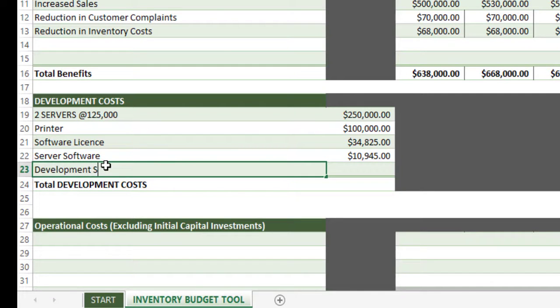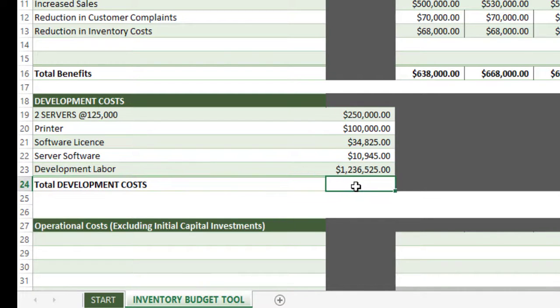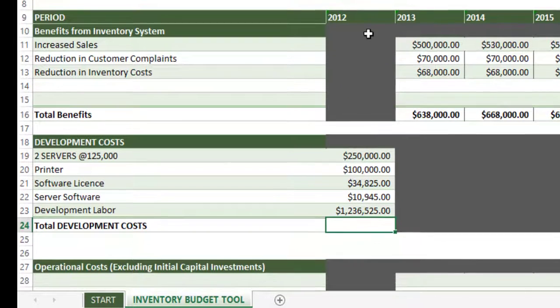Then we have the development labor. So these are the salaries. So this is going to cost 1,236,525. Remember we said that development costs are one-off costs, and you can see they are taking place in 2012. That's when the inventory system is being built. And when the system is being built, we don't expect any benefits. That's why you can see that in 2012, we do not have any benefits. Benefits begin in the year of 2013 after the system has been built.